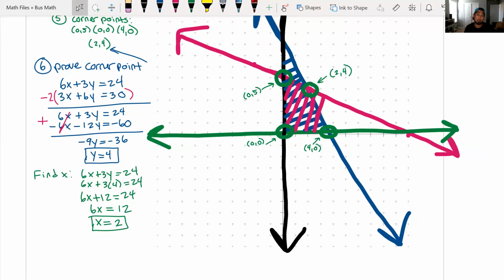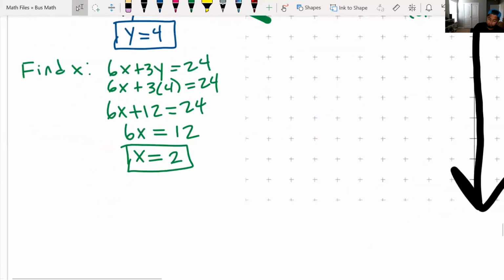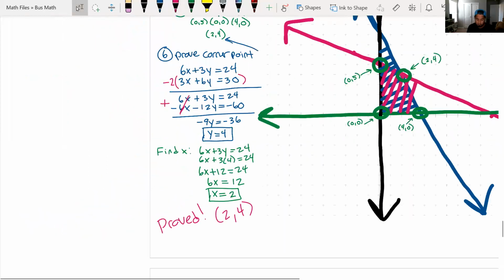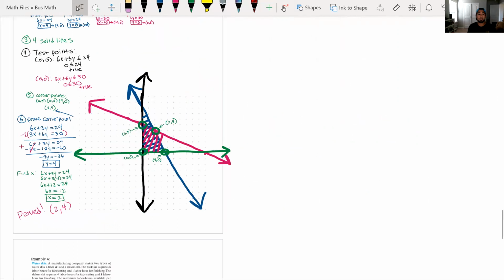So the only reason I did that is because my graph may look unclear, and I want to prove that the intersection point of the blue and the red line of both equations is actually 2, 4. All right, so it's proved. We have our solution of 2, 4. Okay, excellent. Ooh, I know it's a lot, right? All right, well, it's good because we're on the very last one.